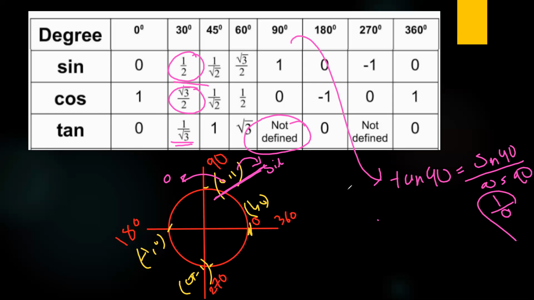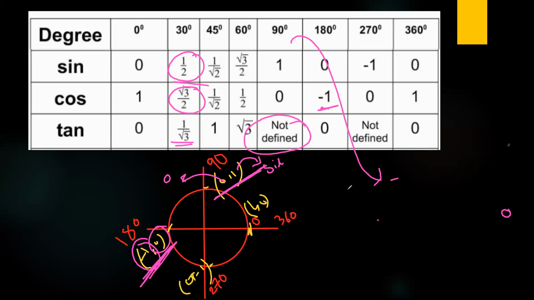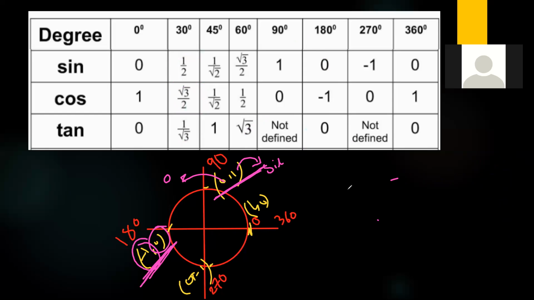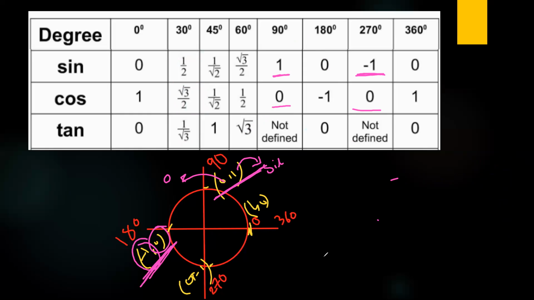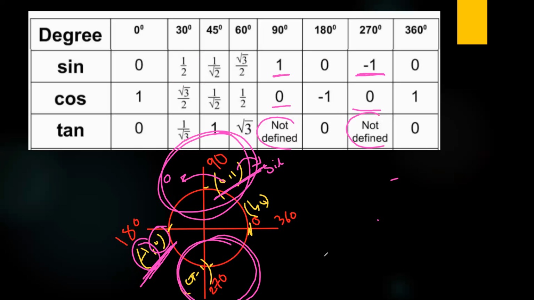Now let's talk about 180. Its cosine is -1 and its sine is 0. And once you divide 0 by -1, you get 0. Now let's talk about 270. As I told you, if sine for 90 is 1, the sine for 270 will be -1. And both of them have the same cosine, and both of them, their tangent is not defined, for 90, which is here, and 270, which is here. They are both on the y-axis.